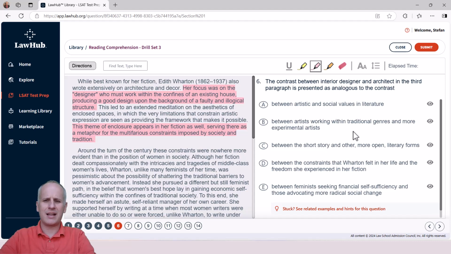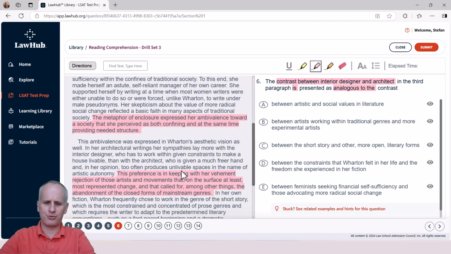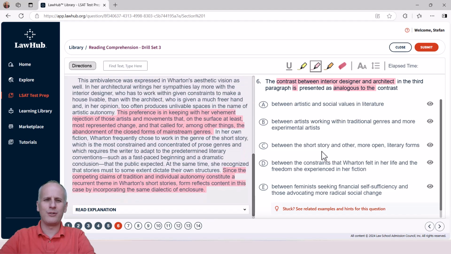So number 6 reads, the contrast between interior designer and architect in the third paragraph is presented as analogous to the contrast blank. So I'm going to highlight contrast between interior designer and architect is analogous to one of these things in the answer choices. Now, when they give a specific term or location reference, I'm going to go straight to that term or location reference, and we're going to try to predict what the answer should be based on finding the relevant contrast that was referred to. So we see the phrase interior designer and architect.